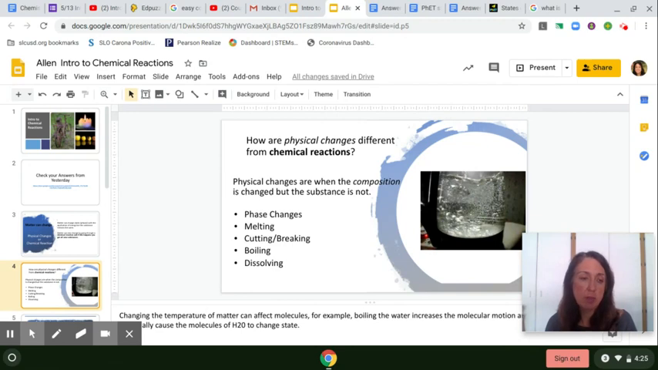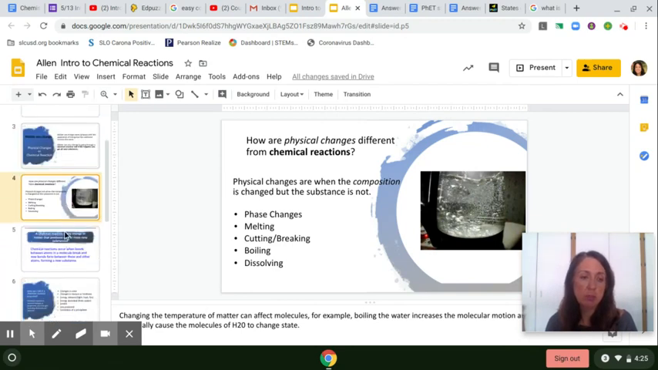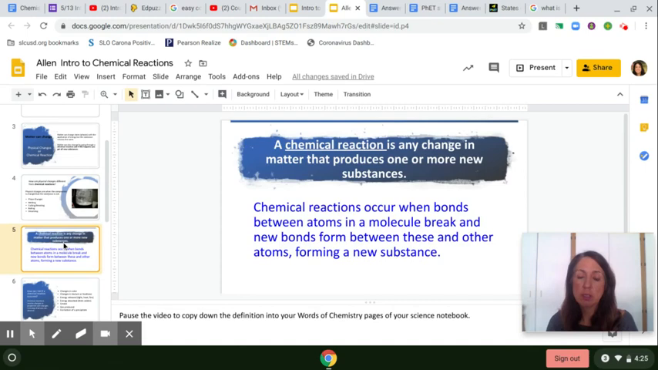Now we're going to move on to chemical changes. A chemical reaction is one where we get new substances and the matter is totally changed. The atoms have bonds between them that are holding them together. They break and form new bonds with other molecules, and it makes a whole new substance.